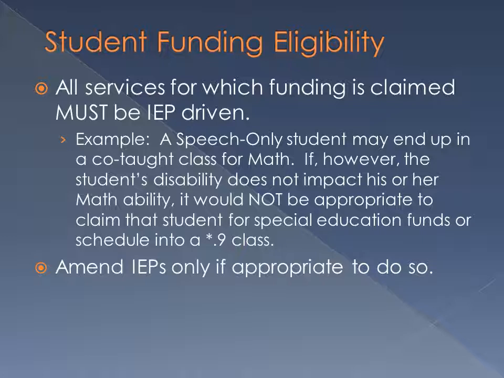For example, just because you have a speech student who ends up in a co-taught classroom does not mean that you should place that student on the .9 roster or claim that inclusion funding whenever the student does not have the documentation in his or her IEP for that service. However, if you do find that there are students who are in the .9 classes who would benefit educationally from the services provided by that additional staff member in the room, then you may consider amending the IEPs if it's appropriate to do so.